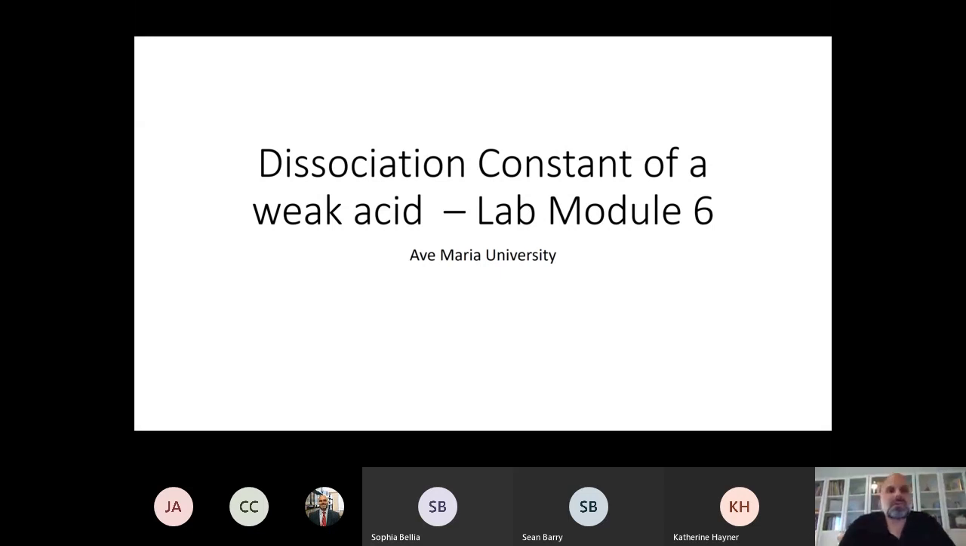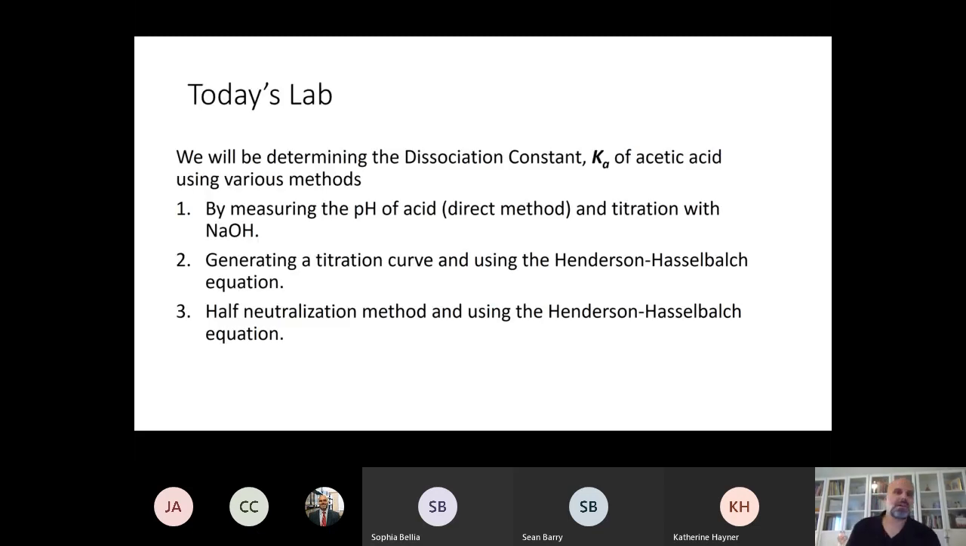All right, so this is a dissociation constant lab. We're going to measure the dissociation constant of a weak acid, and that weak acid in particular is going to be acetic acid. So we'll be determining the dissociation constant, or the Ka, of acetic acid in this lab, and we're going to use various methods to do that. So you can test different ways of measuring the Ka.